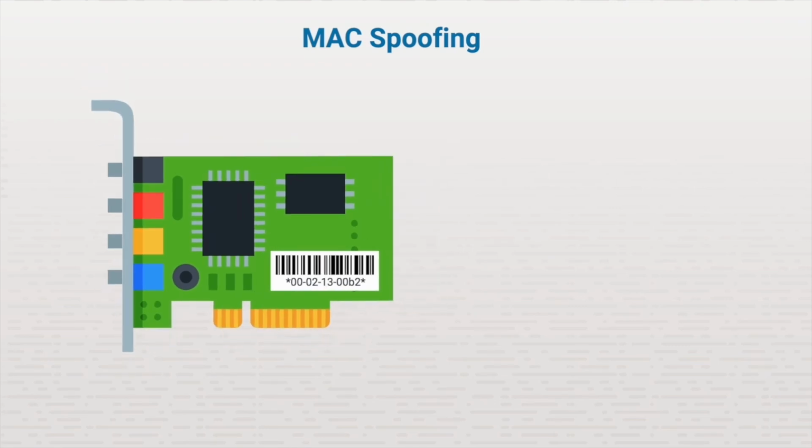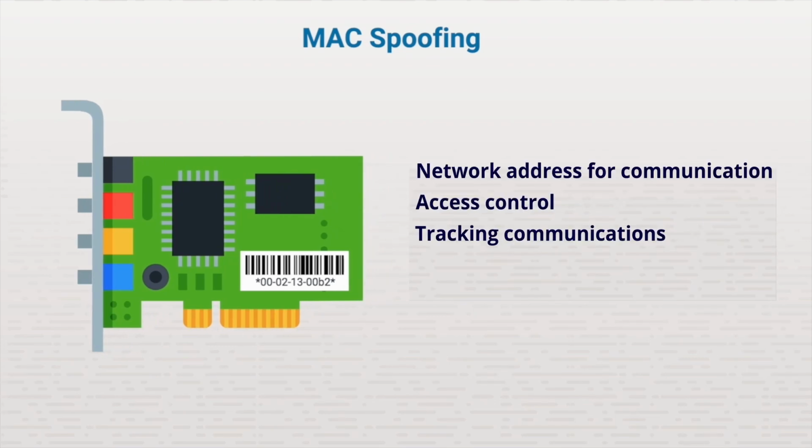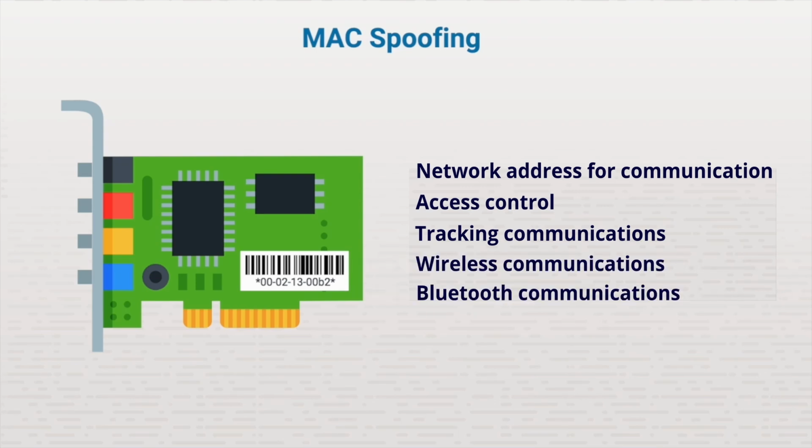This can't be changed. These addresses are used as a network address for communication, access control, or tracking. MAC addresses are found on wireless and Bluetooth devices as well. On wireless networks, filtering can allow devices that have specific MAC addresses.